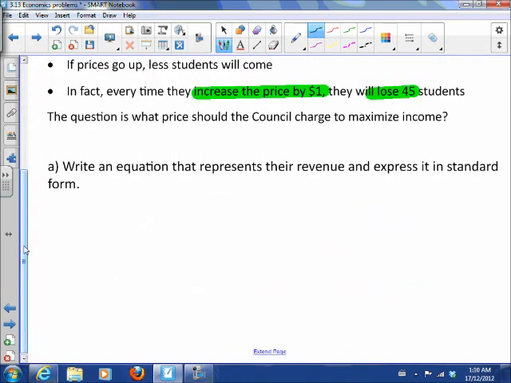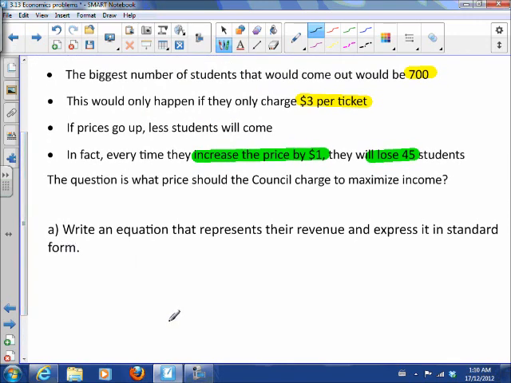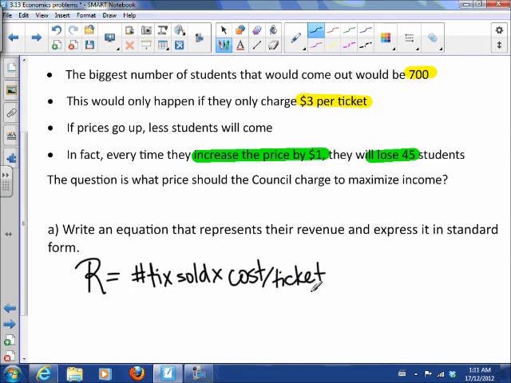Okay? So first I want to create an equation with you guys. Now creating the equation is tricky, but we're going to work on it. So we know that the revenue is going to be the number of tickets sold times the cost per ticket. Right? So if they sell 2 tickets at $5 each, their revenue is $10, right? 2 times 5. Okay? So we need an x variable.